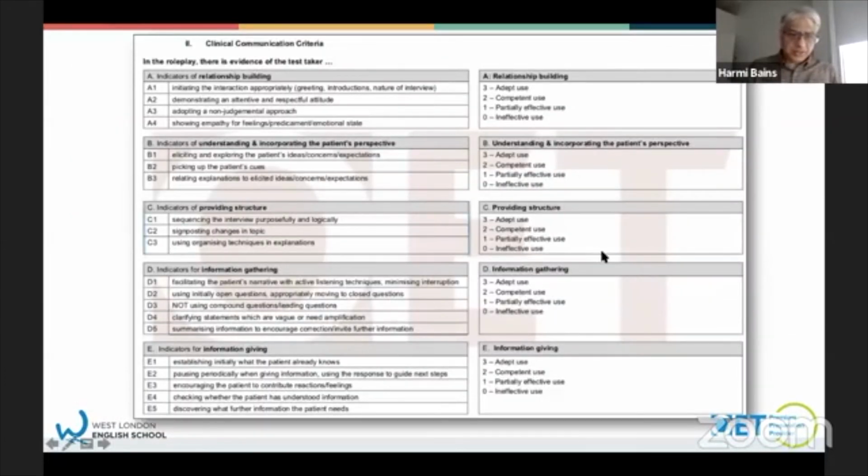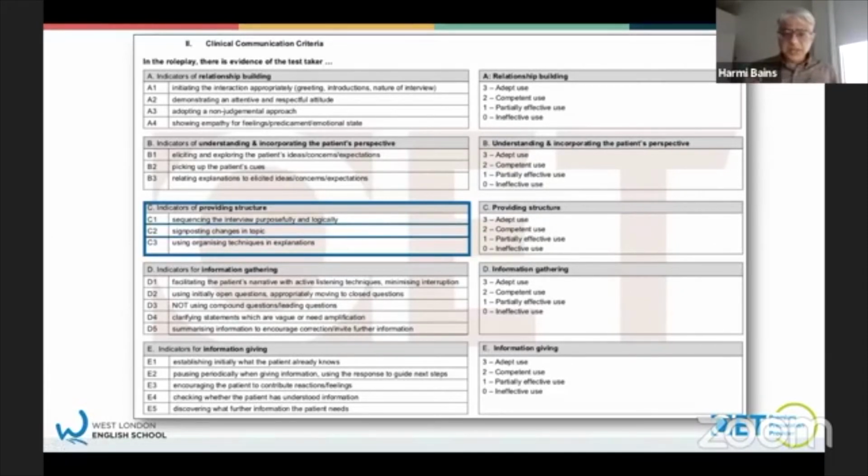Again, I'm going to zoom in on the criteria. Here it says providing structure. And you can see in point 2, it says signposting. Okay, signposting changes in topic. Well, this is at the beginning here. So you're not in the middle of a consultation, but you're still signposting, so it doesn't really matter too much.